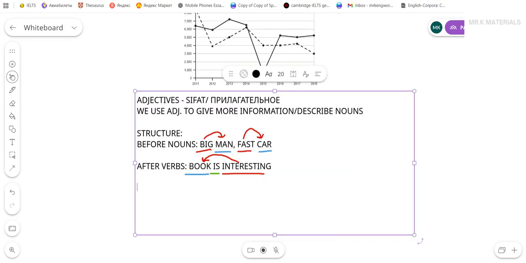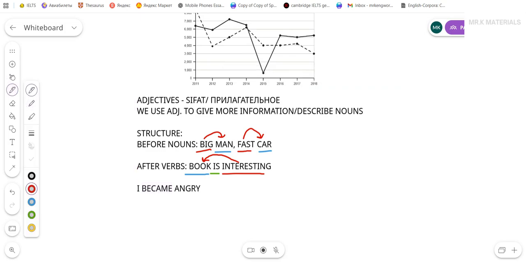Now, apart from state of being verbs like am, is, are, was, were, or will be, we can use it with other verbs too. But the set of verbs is not that big. There are not too many verbs we can use adjectives with. Let's say I became angry, right? Instead of state of being, I'm using another verb here. The structure is the same.